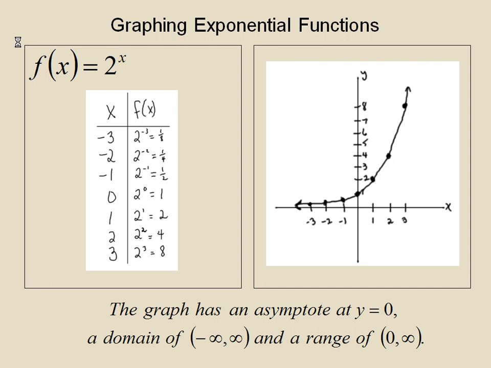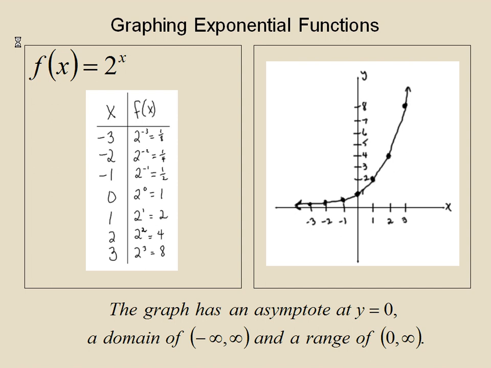Let's look at graphing exponential functions. We've got the function f of x equals 2 raised to the x. I've done a basic t-table of x's ranging from negative 3 to positive 3, and I plugged them into my function to evaluate it. You're more than welcome to use your table feature on the calculator. 2 to the negative 3 is 1/8. 2 to the negative 2 is 1/4. 2 to the negative 1 is 1/2. 2 to the 0 is 1.